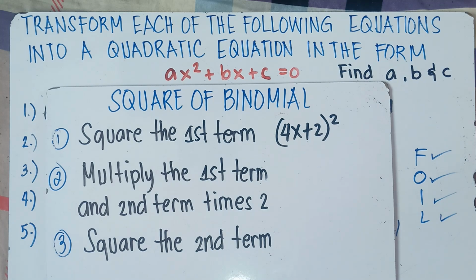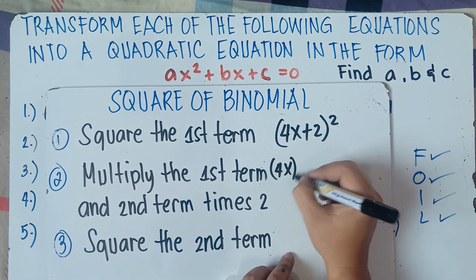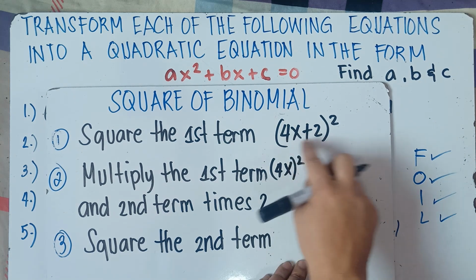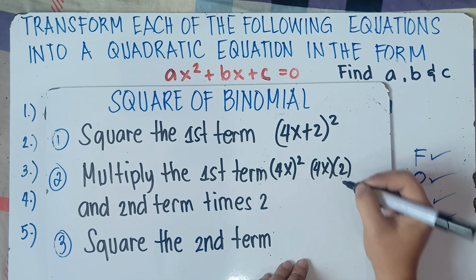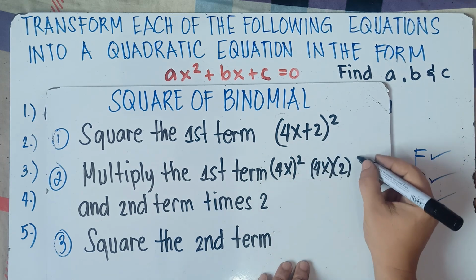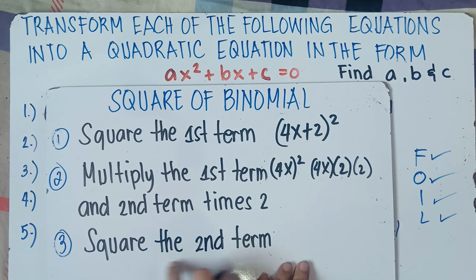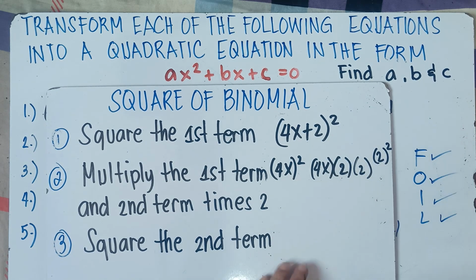The square of binomial: you square the first term. So 4x, then squared. You multiply the first term and second term, times 2. So 4x times 2 times 2 again. Then you square the second term. So 2, then squared.